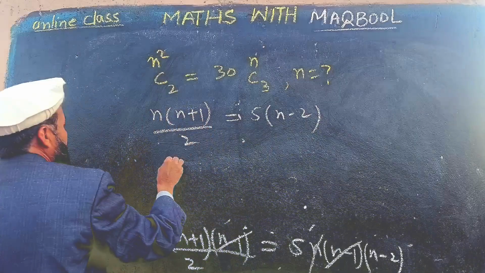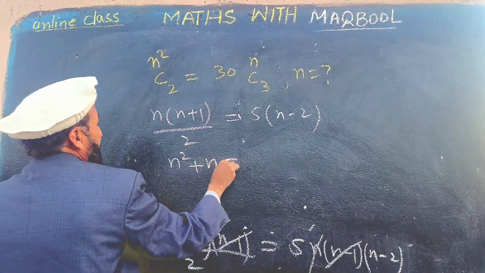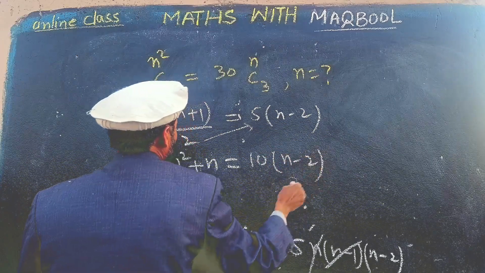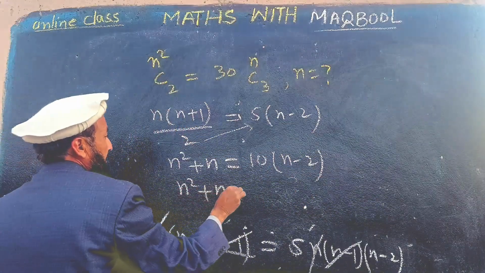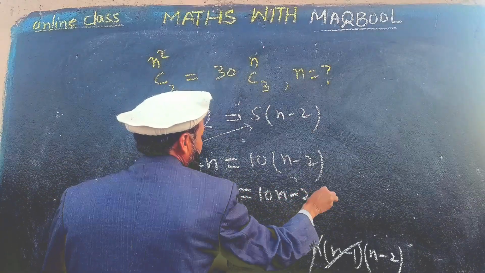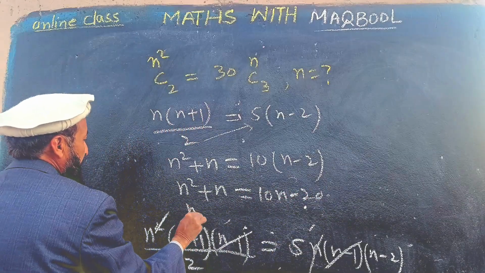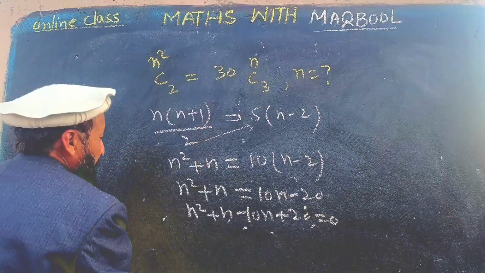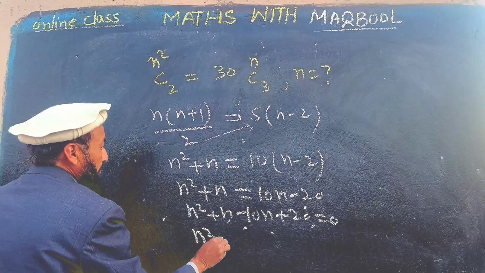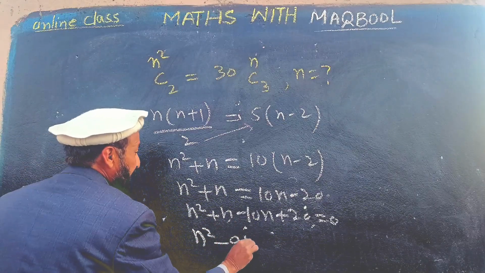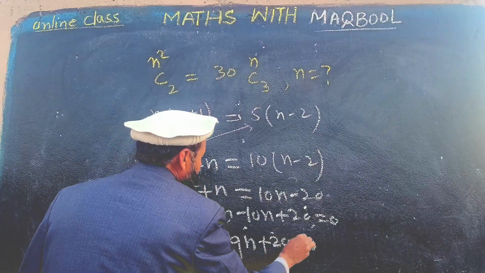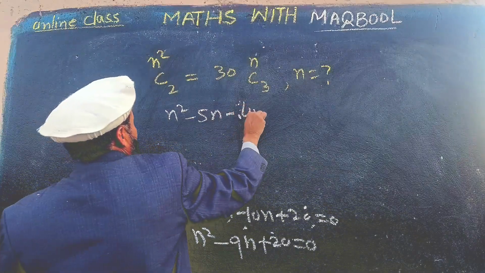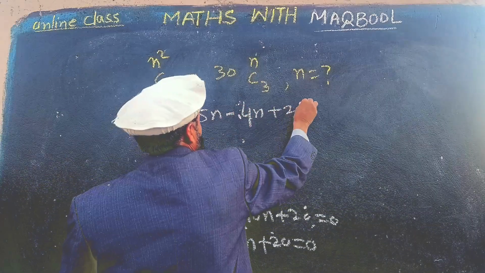Now we expand this term: we can write n² plus n, multiplied with 10 times (n minus 2). So n² plus n equals 10n minus 20. Now we move this term: n² plus n minus 10n plus 20 is equal to 0. If we add these terms, n² minus 9n plus 20 is equal to 0. Now we split the middle term: n² minus 5n minus 4n plus 20 is equal to 0.